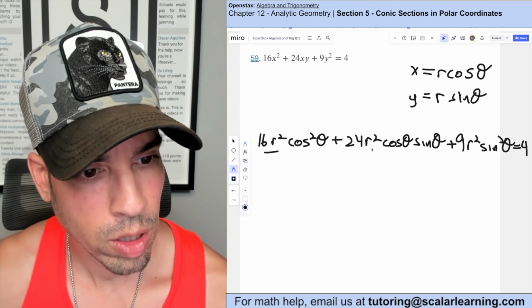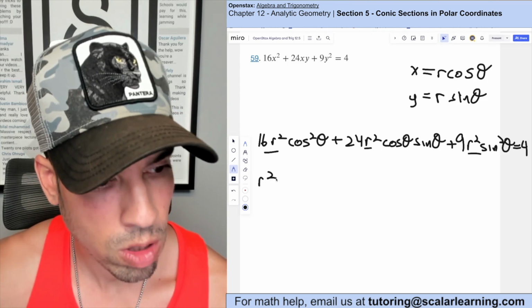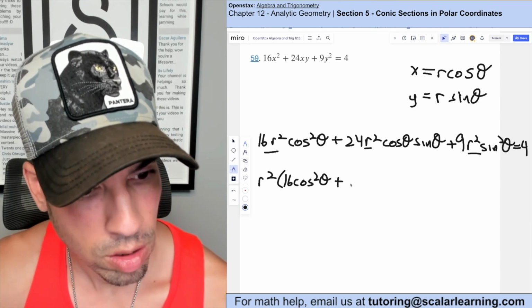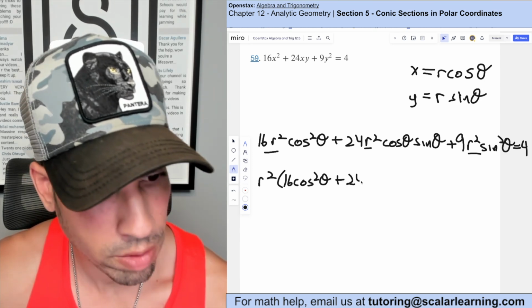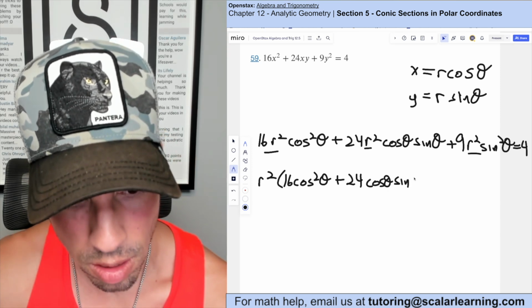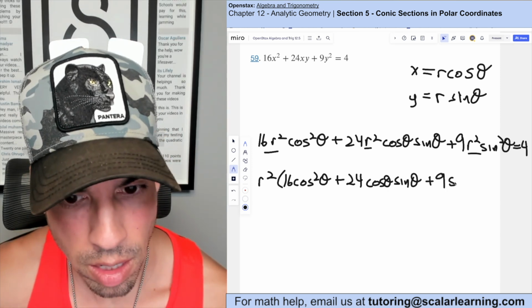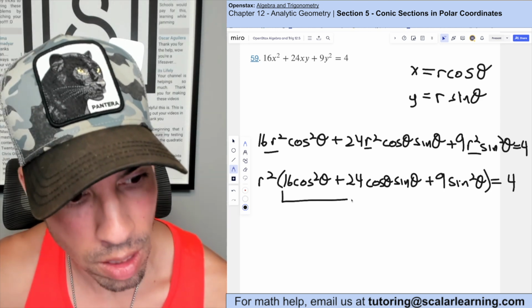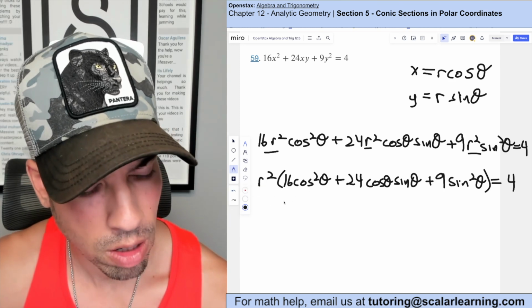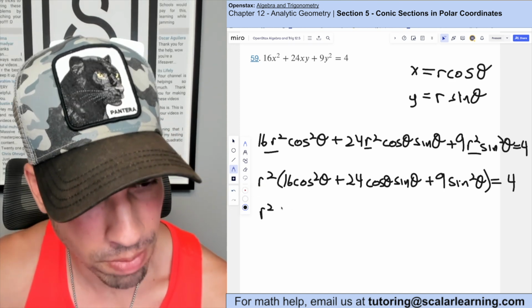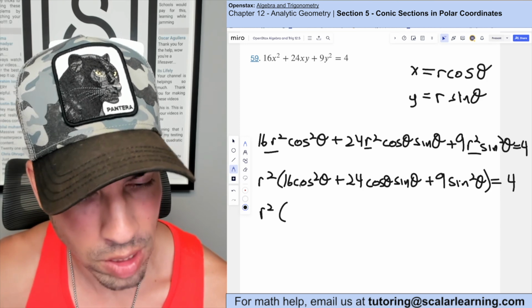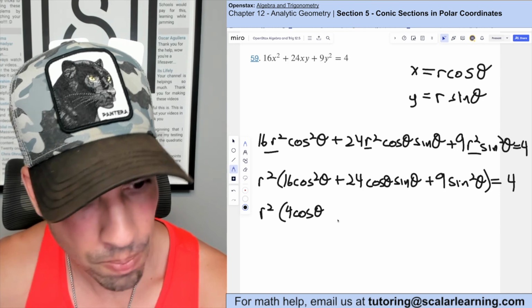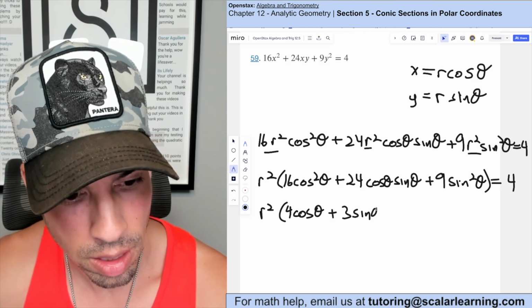Now it looks like I got r squared and r squared. Let's factor that out of all of these. So I got r squared times 16 cosine squared theta plus 24 cosine theta sine theta plus 9 sine squared theta is equal to 4. Now, what you might not realize is we got something interesting here, which is a perfect square trinomial. So we can actually factor this. It's going to be the square root of 16 and the square root of 9 for the first and last term. So it's going to be 4 cosine theta plus 3 sine theta squared.